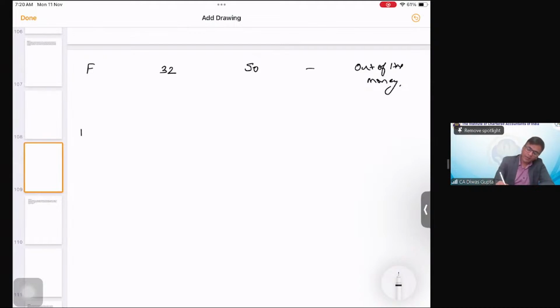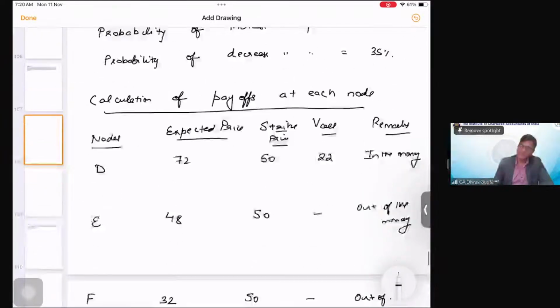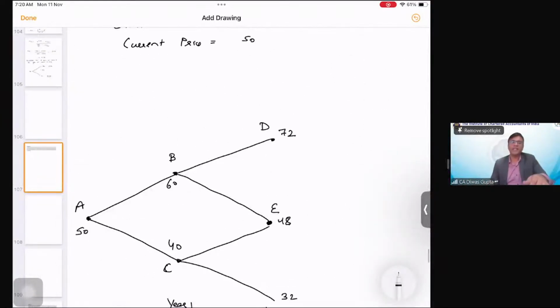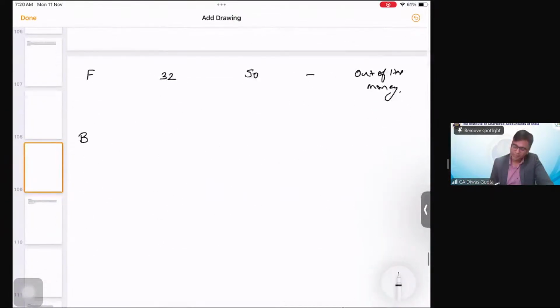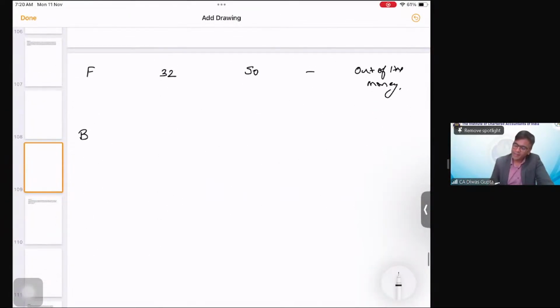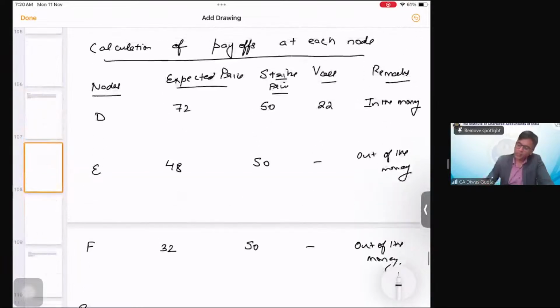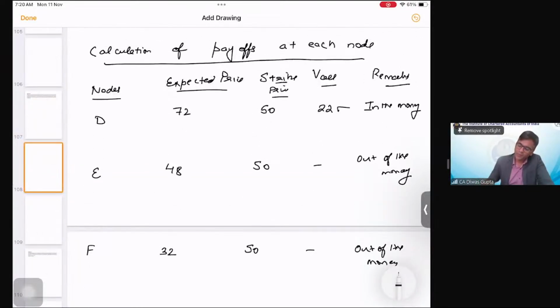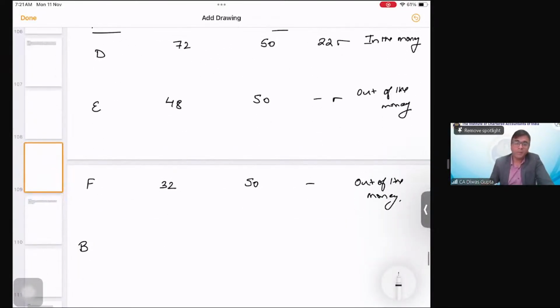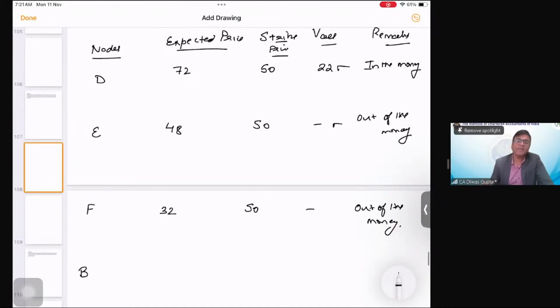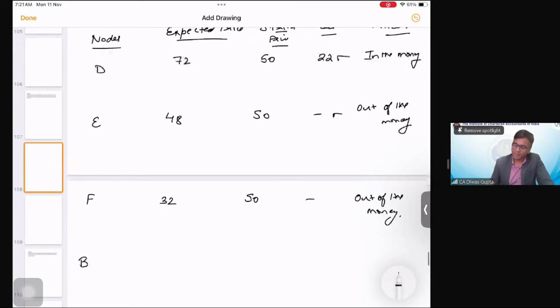Now, if I may say, for B node, so B node is comprising of what and what? B node is comprising of D and E students. D and E. So what is the payoff at D? 22. What is the payoff at E? 0. Right? And what is the probability that D will prevail? 65%, right? The probability of price going up is 65%, and the probability of price going down is 35%.